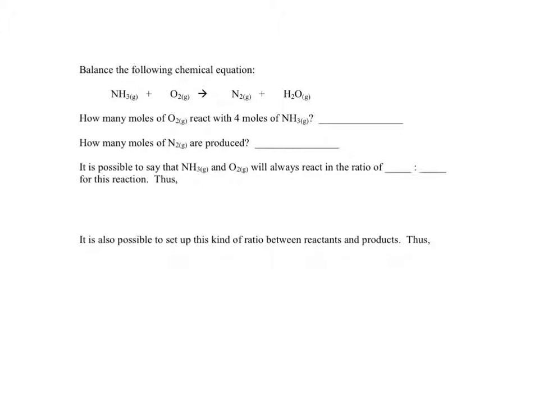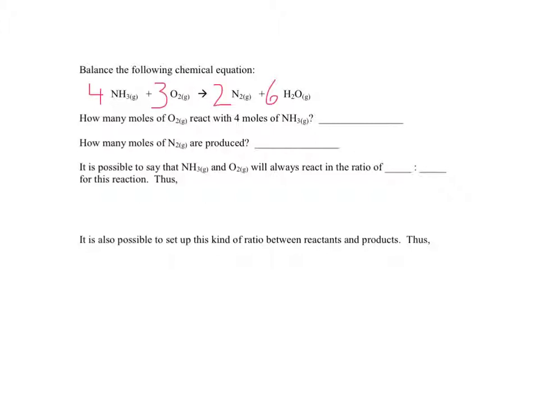Now we're going to balance the following chemical equation. Take a second, press pause, and try to balance this chemical equation. Awesome. You've pressed pause or just ignored what I had to say. The balanced chemical equation would be 4, 3, 2, 6. How many moles of oxygen react with 4 moles of NH3?